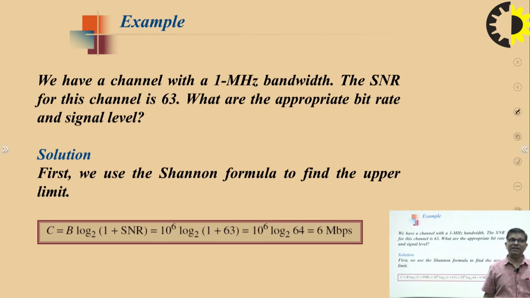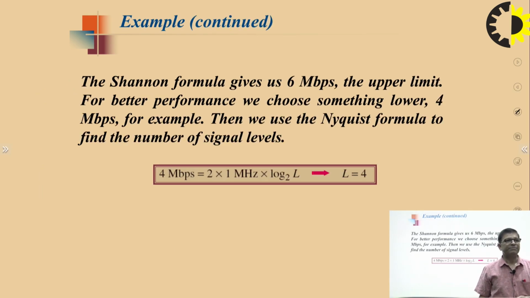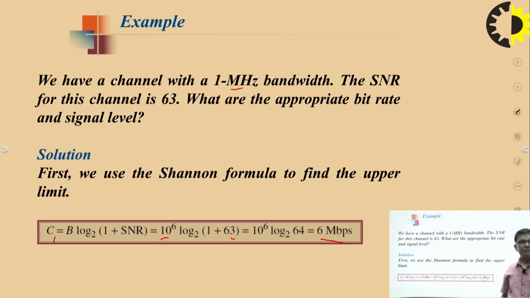If we have a channel with a 1 megahertz bandwidth, and the SNR for this channel is 63, what is the appropriate bit rate? Just put in the formula: C is equal to B log 2 (1 + SNR). B is equal to 10 to the power 6, for 1 megahertz, times log 2 of 1 plus 63, which gives 6 Mbps. Very easy question. The Shannon formula gives 6 Mbps.